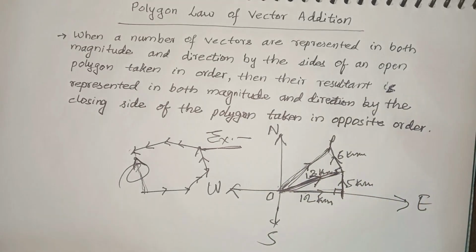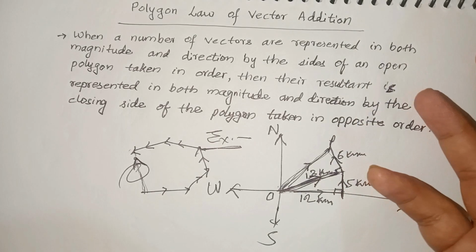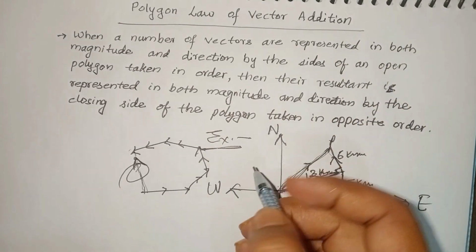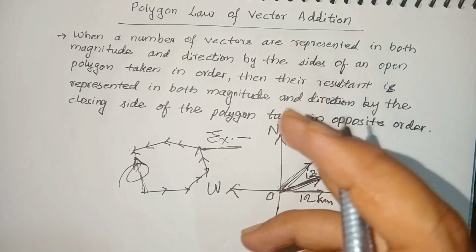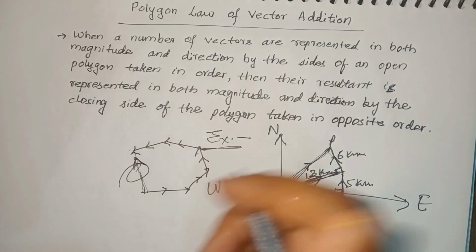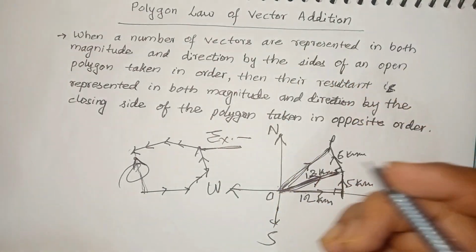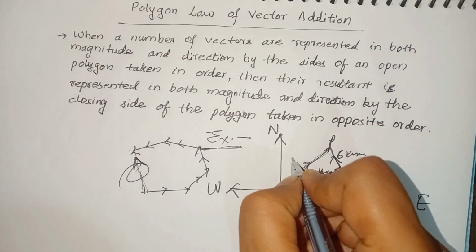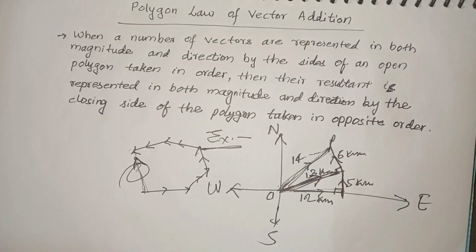OP square equals 13 square plus 6 square. Then OP will be equal to under root 13 square plus 6 square, which is under root 169 plus 36. It will be 205. So under root 205 will be approximately 14 point something. So 14 point something will be the magnitude of the resultant vector.